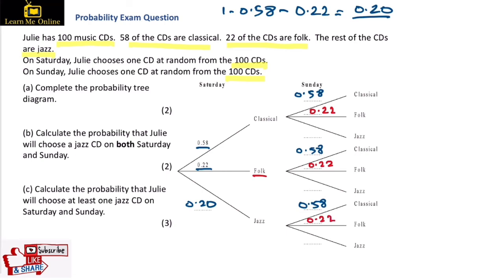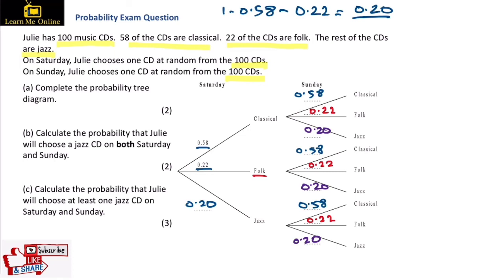The last is the jazz CD. So the jazz is 0.20. You can write it down. 0.20 would be here. Then we are having 0.20 here, and 0.20 here as well. So we have got the tree diagram completed now.